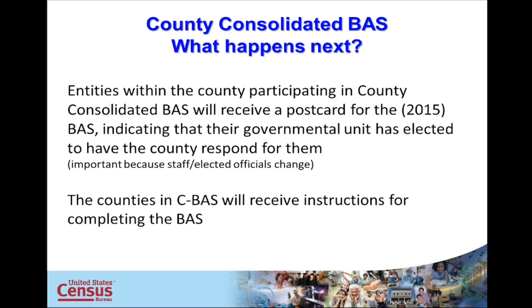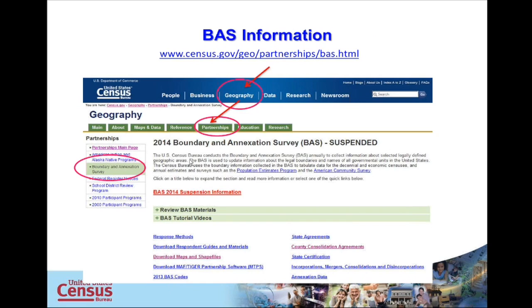Then what happens? The entities in the county that elect to have you respond for them will receive a postcard or a letter, and it tells them that the county is responding for them. And we do that because staff and elected officials have changed, so we want to make sure everybody's informed about what's going on. And then the county that's the consolidator receives instructions for completing the Boundary and Annexation Survey and where you need to get your information, and you should be on your way.